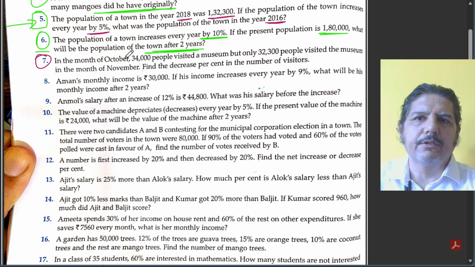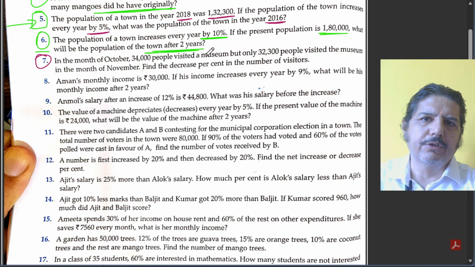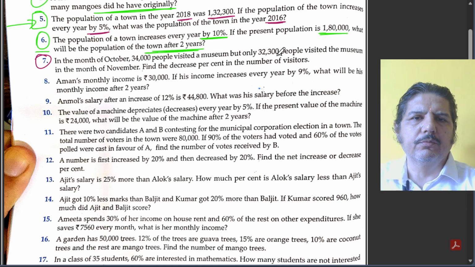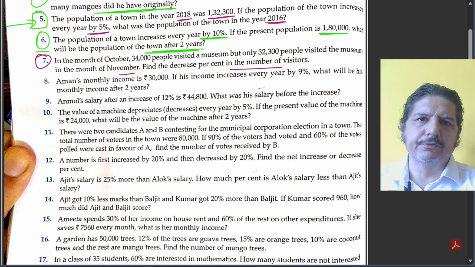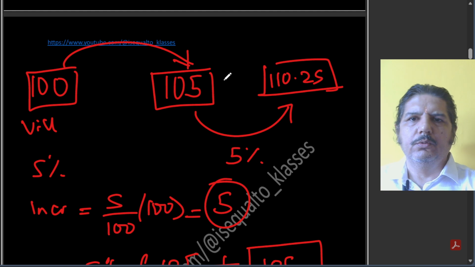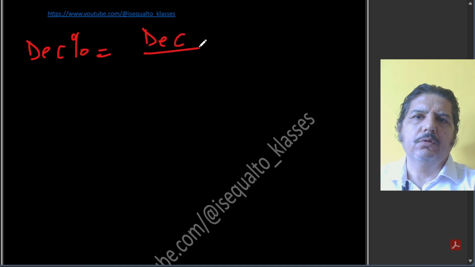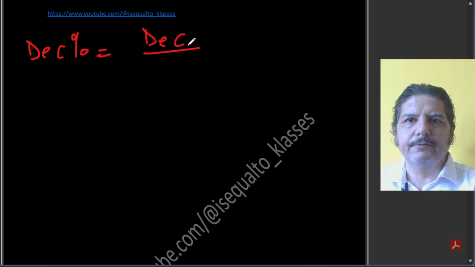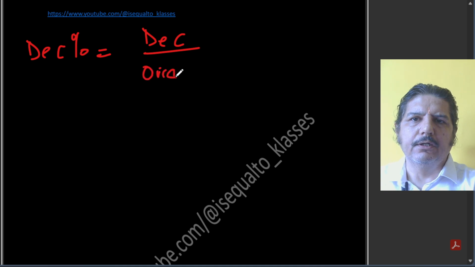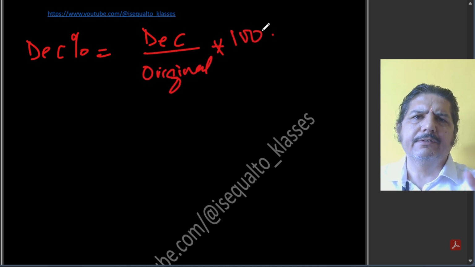So next question is, in the month of October, 34,000 people visited a museum, but only 32,000 people visited the museum in the month of November. Find decrease percent in the number of visitors. So now, see, whenever you have to find the decrease percent, it is equal to the actual decrease on the original multiplied by 100.